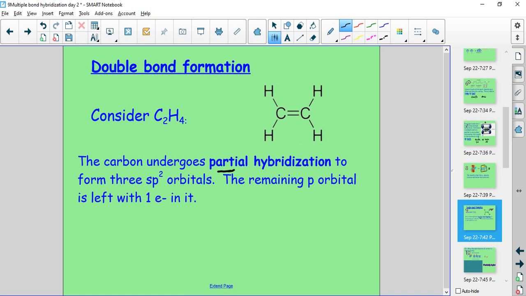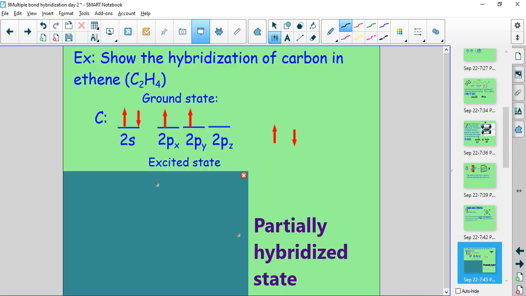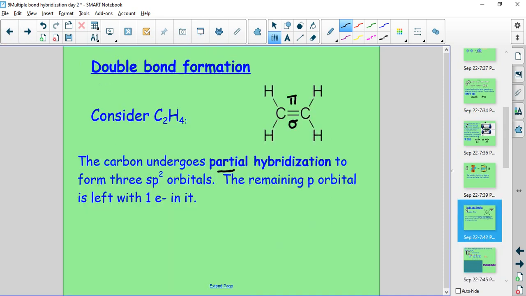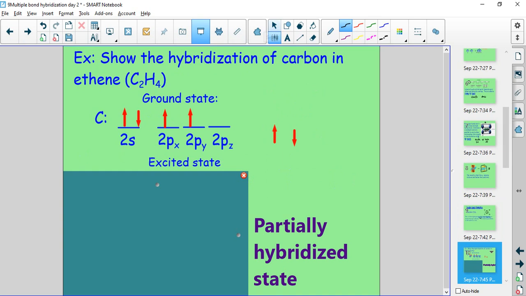Now double bonds are made up of 1 pi, right, and 1 sigma. Pi bonds are made up of unhybridized p orbitals. So one of these will not be hybridized. The other 2 here will be hybridized together with s, and we'll see how that looks. Let's go back. We need 1, 2, 3 half-filled suborbitals so that you can create those 3 sigma bonds.